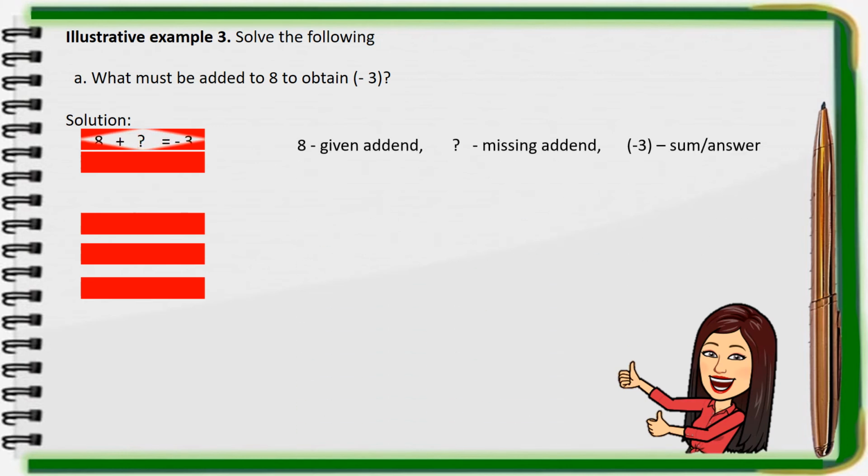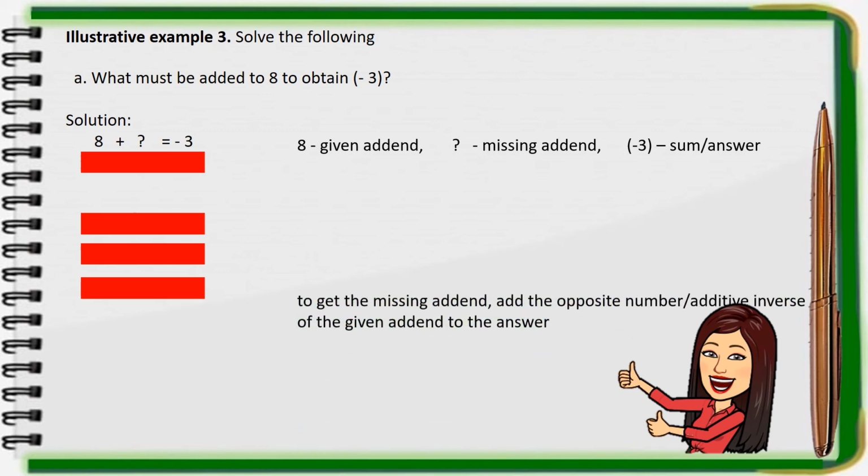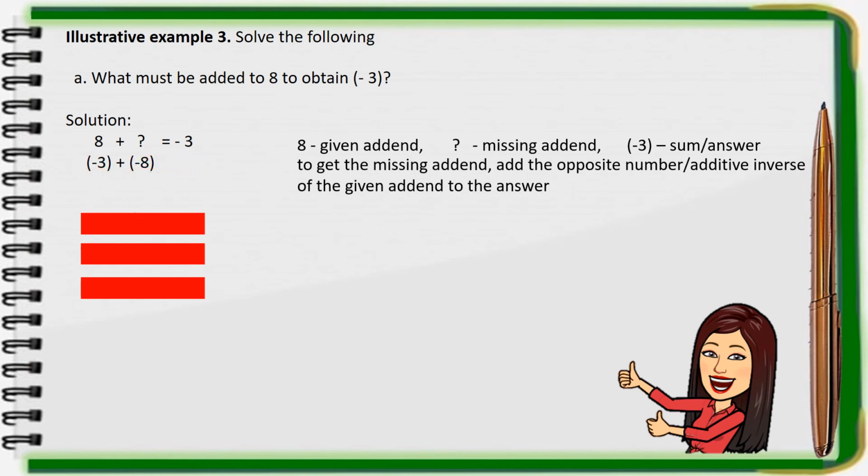So, meron tayong 8. This is our given addend. At meron tayong negative 3, which is our sum for our answer. Ngayon, hinahanap natin kung anong number ang pwede mong i-add kay positive 8 para lumabas ang negative 3. Okay, so let's continue. Para makuha natin ang ating nawawalang addend, i-add lang natin ang additive inverse ng ating given addend doon sa ating sagot.